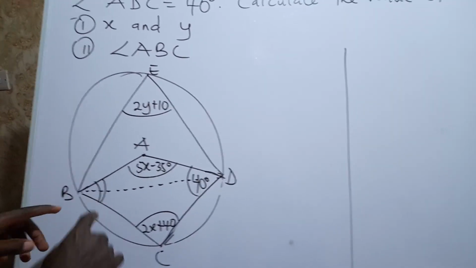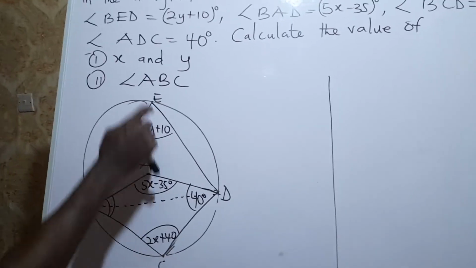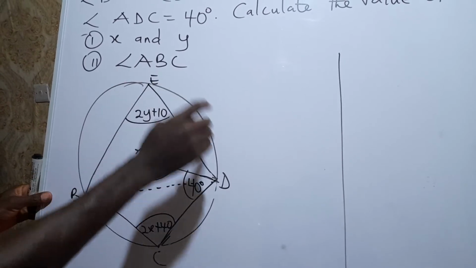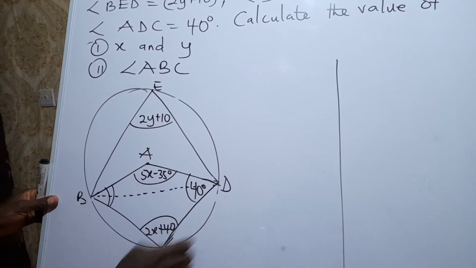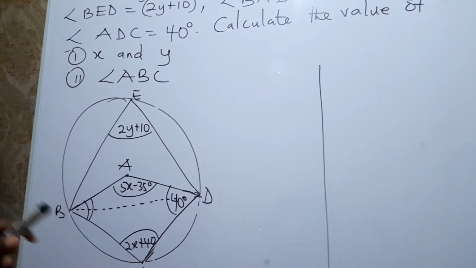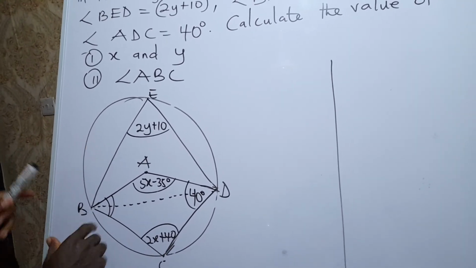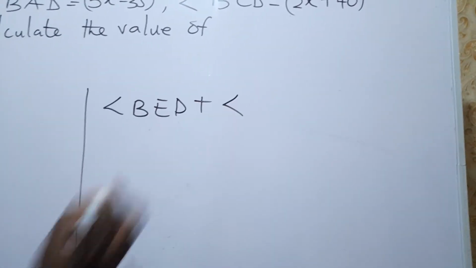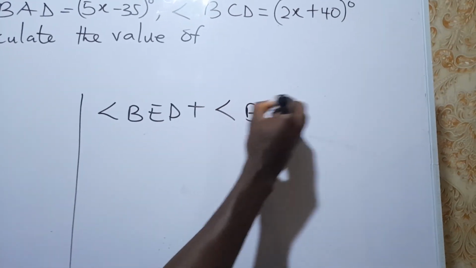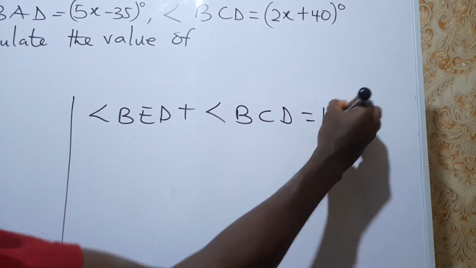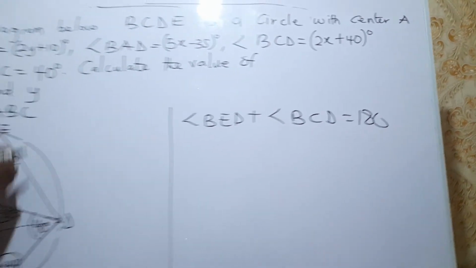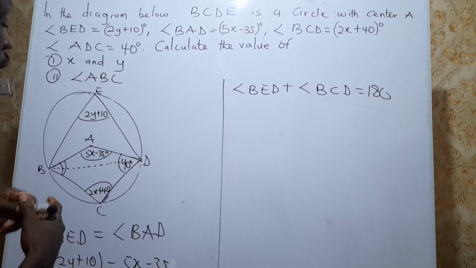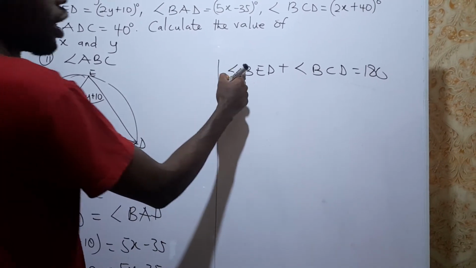Okay, so a chord again, look at it, the same chord subtends an angle at the two opposite sides of the circle. The sum of those angles is equal to 180 degrees. So we say angle BED plus angle BCD will be equal to 180 degrees. That's a chord subtending an angle at the two opposite sides of the segment of a circle. The sum of those angles should be equal to 180 degrees. Remember that property. So what's our angle BED?